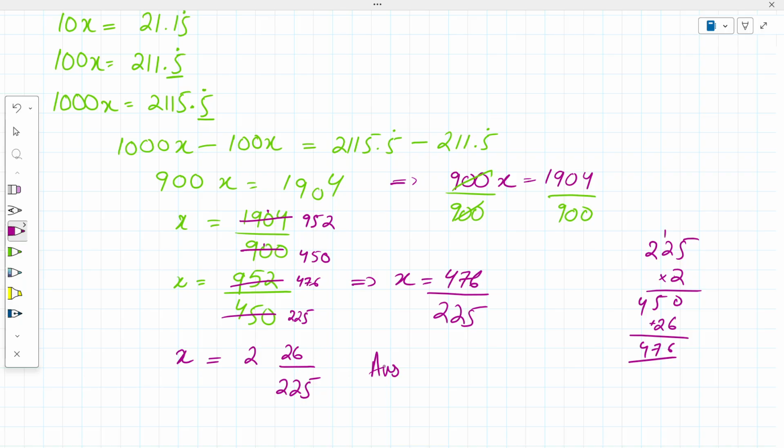So this is the answer, and part C is all on you.